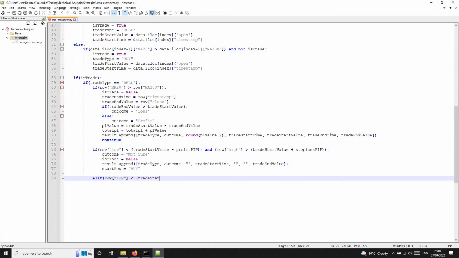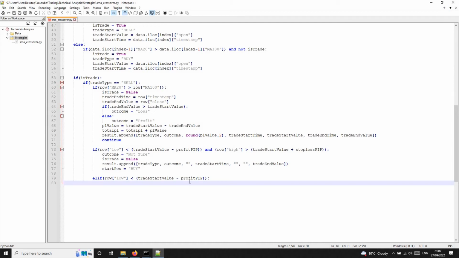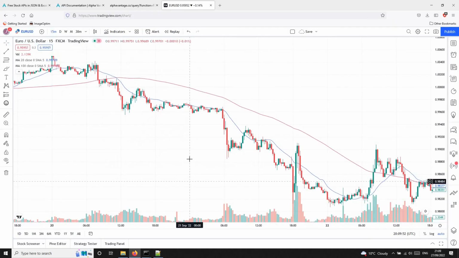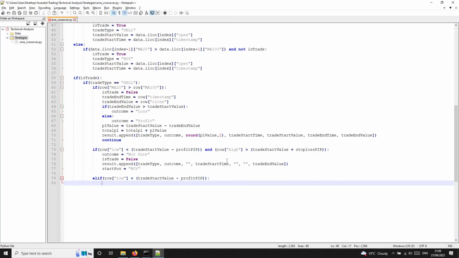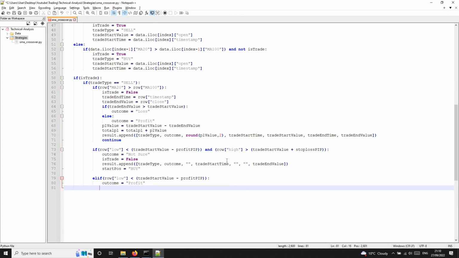Okay, now like I mentioned, the other way we can close the trade is if we hit a profit. So if the next low value of the candle is less than basically our start value minus 15 pips, as you know, this is a short trade, so if the low of the candle goes further than 15 pips, then yes, we will have a profit. So that's what we're saying, outcome is profit.